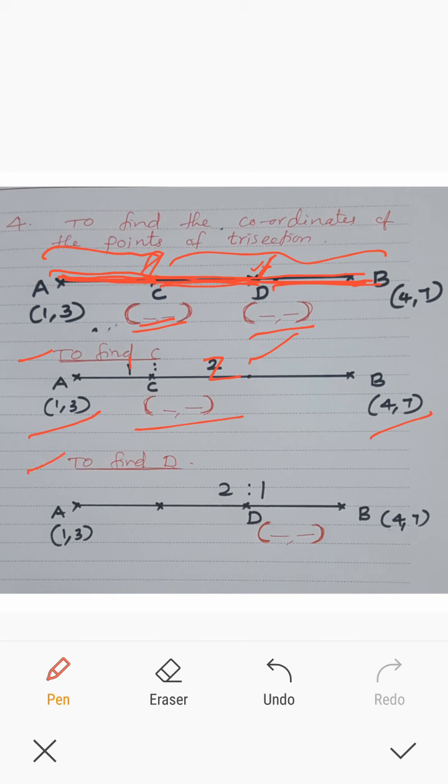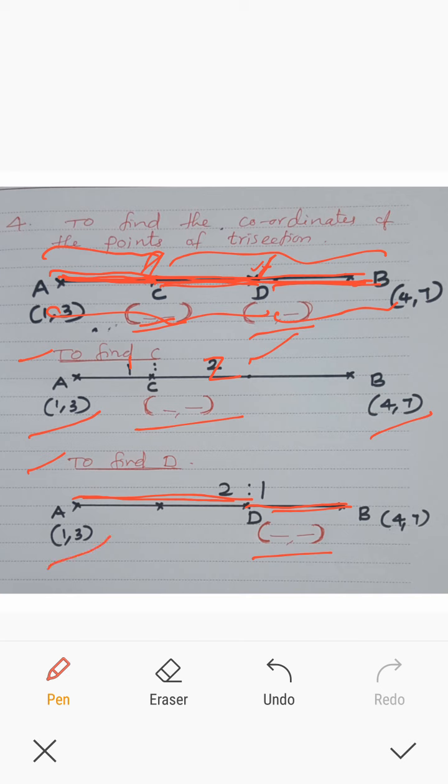In case of finding D, what happens? Here is the point D. The ratio of division is 2:1. Why? Because AD is 2 parts among the 3 parts and DB is 1 part among the 3 parts. So now we can find the coordinates of D using the section formula.